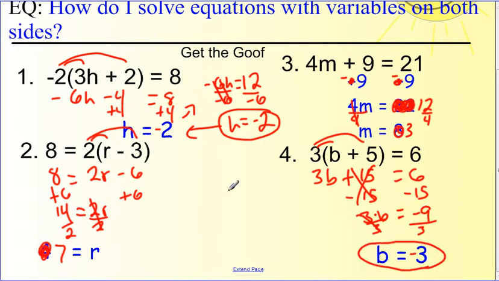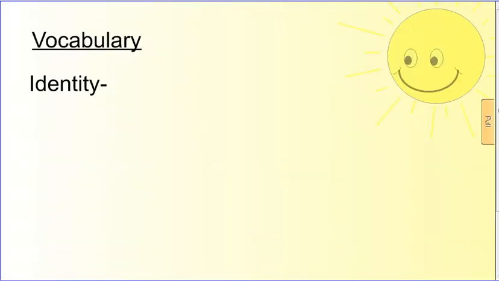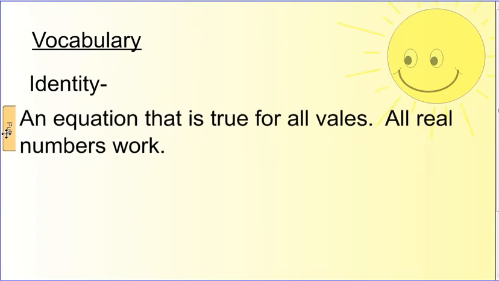So we were kind of close on 2, we just had our signs wrong, and we were pretty far off on the other 2. Alright, so today we only have one new vocab word. We have this word called identity. What an identity is, it's an equation that's true for all values, where all real numbers will work.